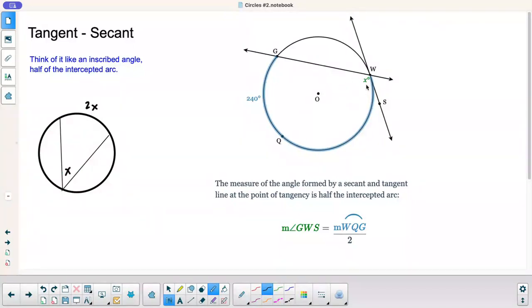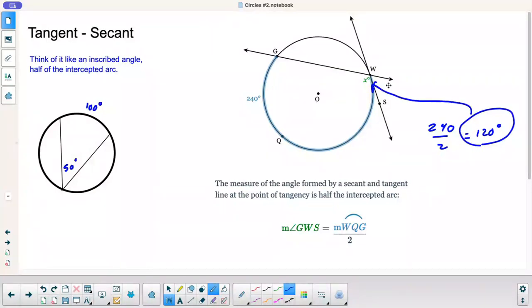So the arc is double the inscribed angle. So you can kind of think of this tangent secant like an inscribed angle because the vertex is on the circle. So you could always just think of it as the intercepted arc made here, the angle is half of it. So it would just be 240 divided by 2. Think of it like it's inscribed, okay? Just like here, if this was, say, 100 degrees, well, then this would be 50. Same idea here. This arc is 240 divided by 2. We get 120 for angle X right here, okay?